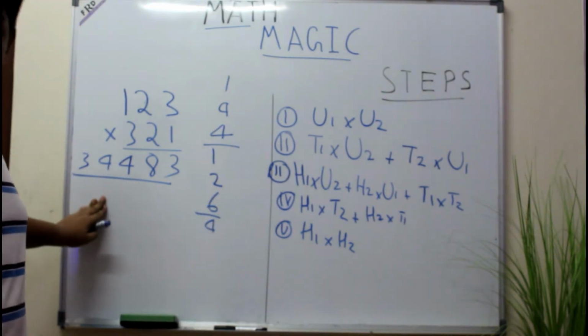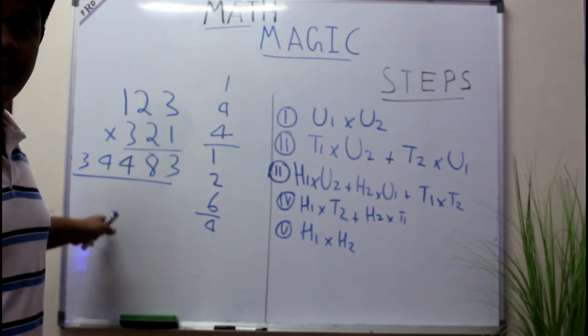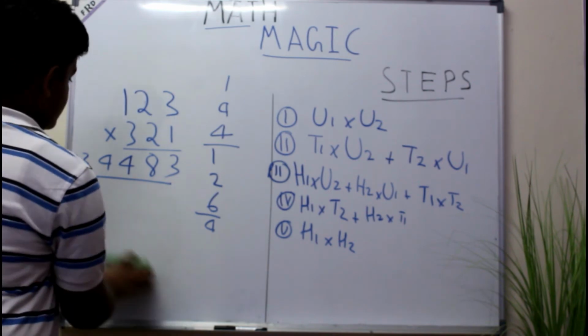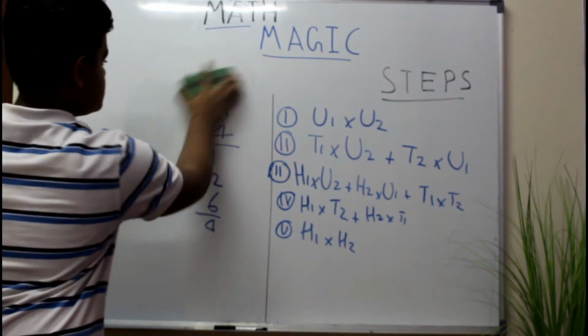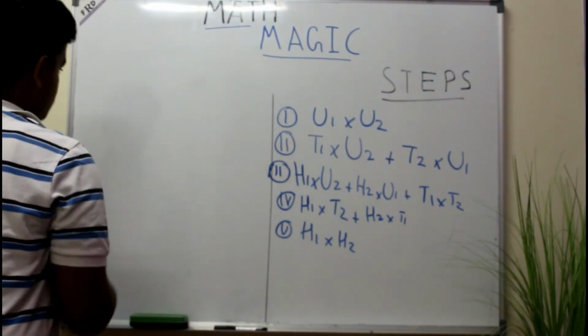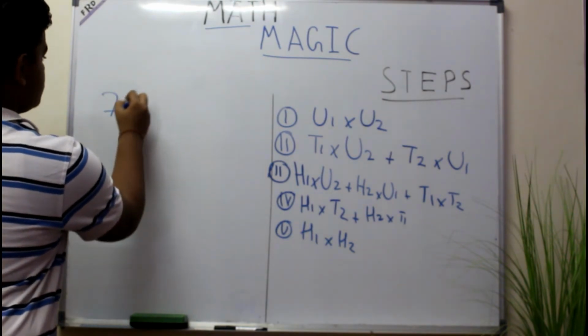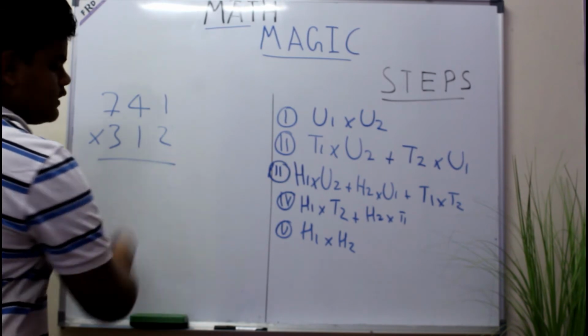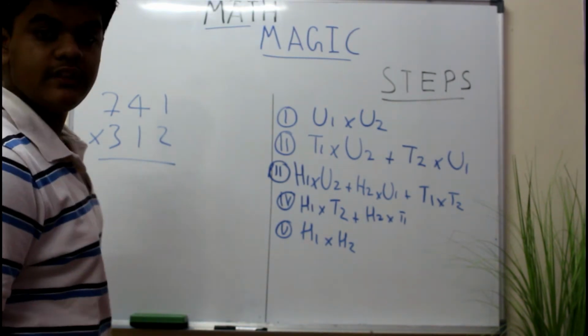You can see the steps are very simple. We can do this in 20 seconds. I was doing it slowly just to teach you. Otherwise, you can do it in seconds. Let us take another question such as 741 multiplied by 312. This is simple. We need to follow the same steps.